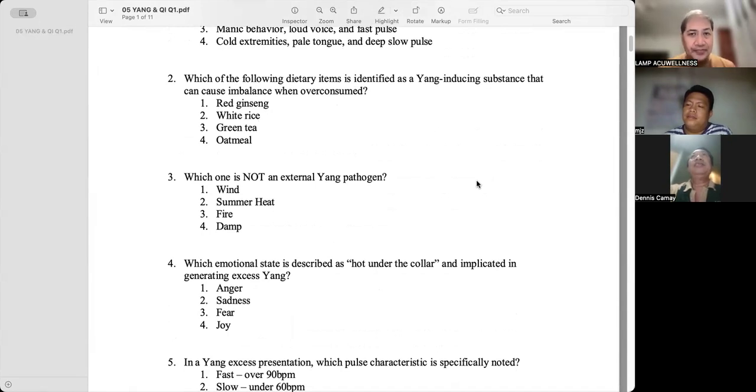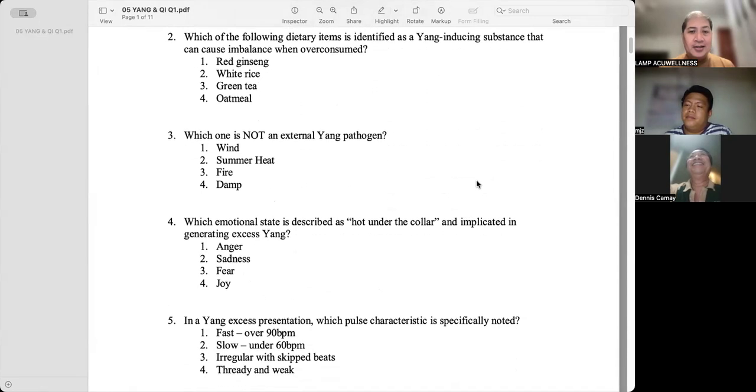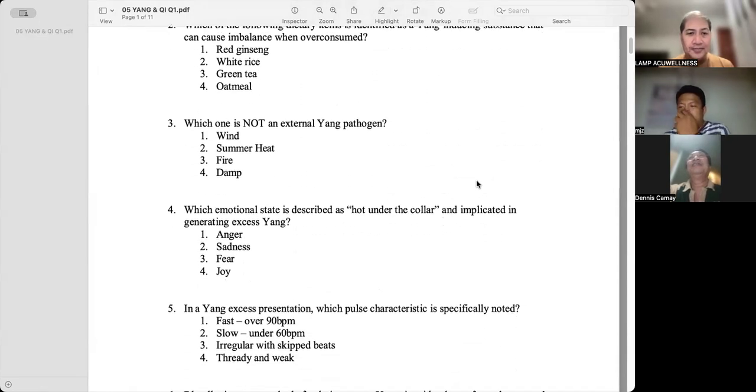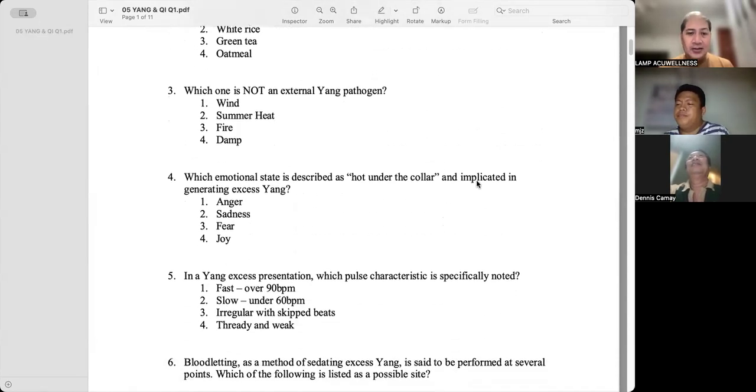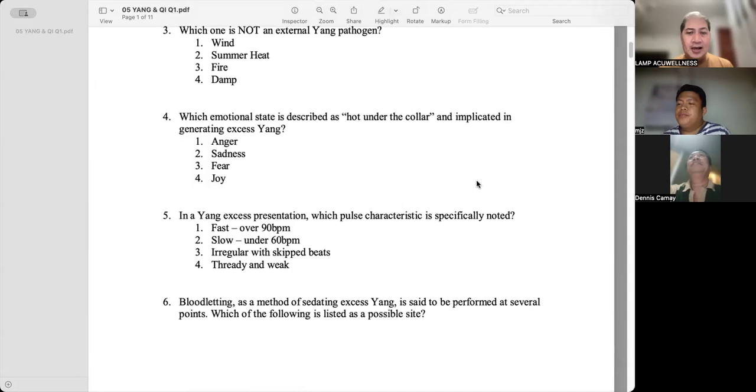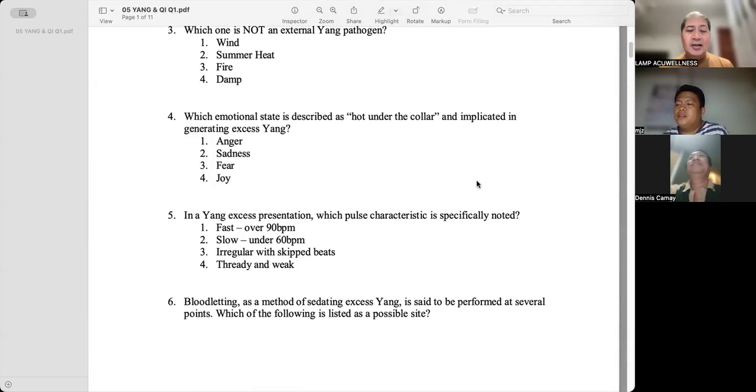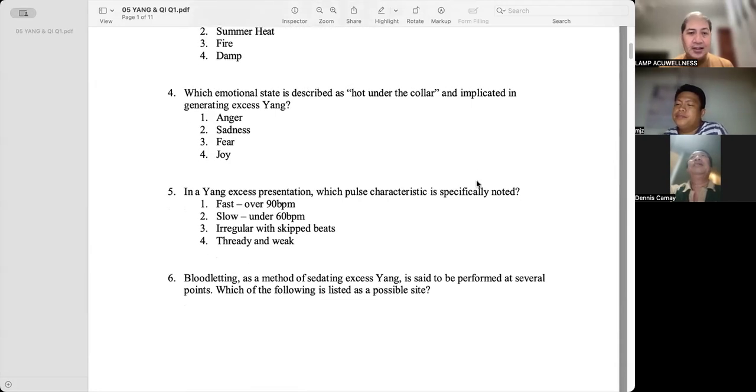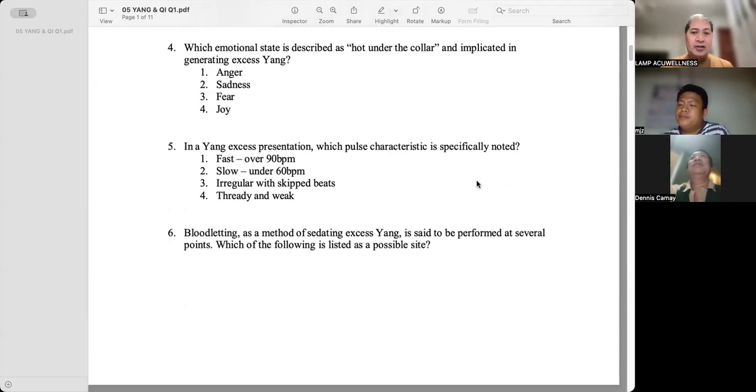Red ginseng. Which one is not an external yang pathogen? Damp. Which emotional state is described as hot under the collar and implicated in generating excess yang? Anger. In a yang excess presentation, which pulse characteristic is specifically noted? Fast, over 90 BPM.